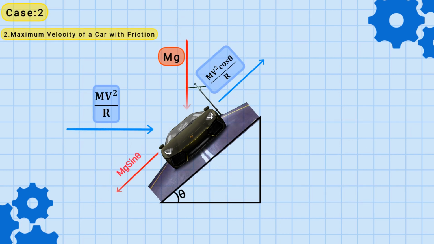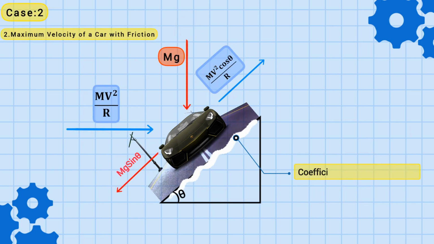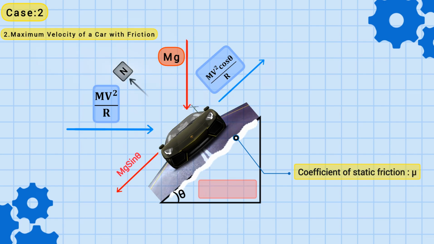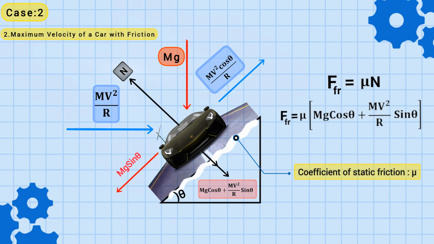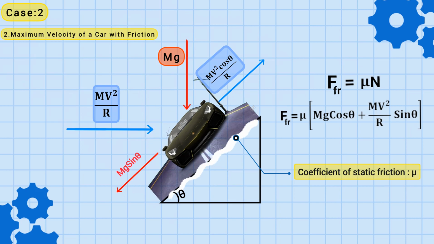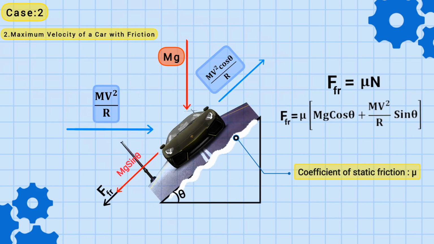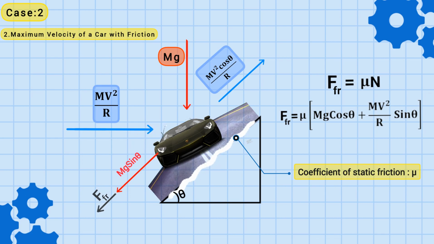In the second case, the road has friction with a coefficient of static friction, mu. The limiting frictional force is given by mu times the normal force acting on the car. This frictional force acts as a balancing force. If the car tends to move outward, then the frictional force would act inward, and if the car tends to move inward, then the frictional force will act outward.